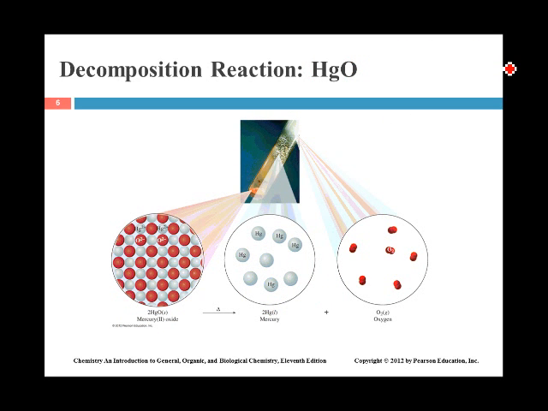So an example of that would be mercury oxide, mercury 2 oxide. If we take it and we burn it, it's going to break up into its own elements. So it had 1 thing to begin with, and now it has 2, mercury and oxygen.